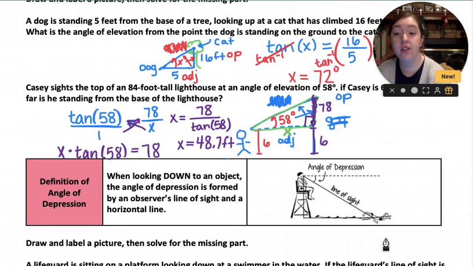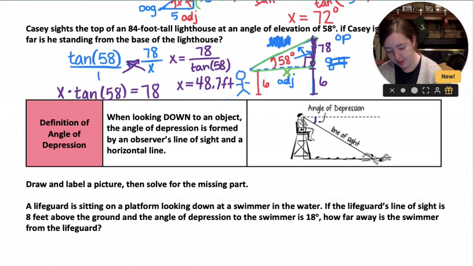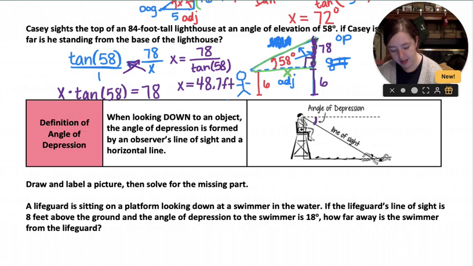Okay, angles of depression. So an angle of depression is from the horizontal line of sight down. What I tend to do with angles of depression is I make a rectangle out of everything, just to make everything a little bit easier to find. Another thing that is good to know is that our angle of depression right here is going to be congruent to that angle of elevation. So that angle of elevation from the horizontal down, from the lifeguard to the swimmer, is going to be the same as from the horizontal up, from the swimmer to the lifeguard.